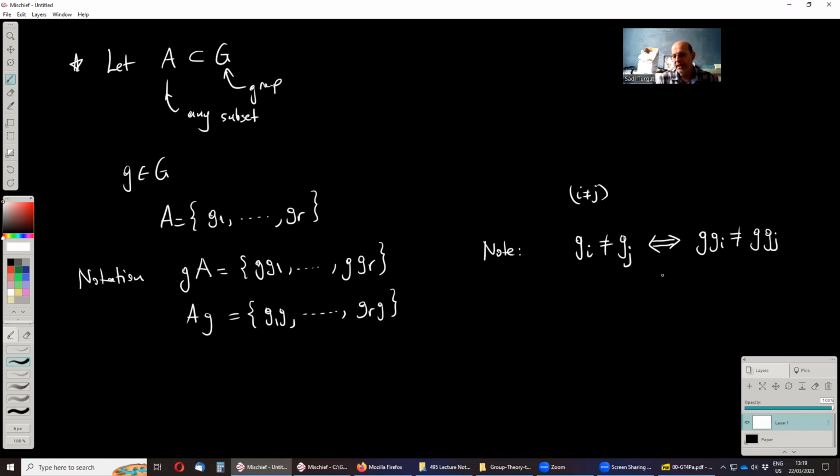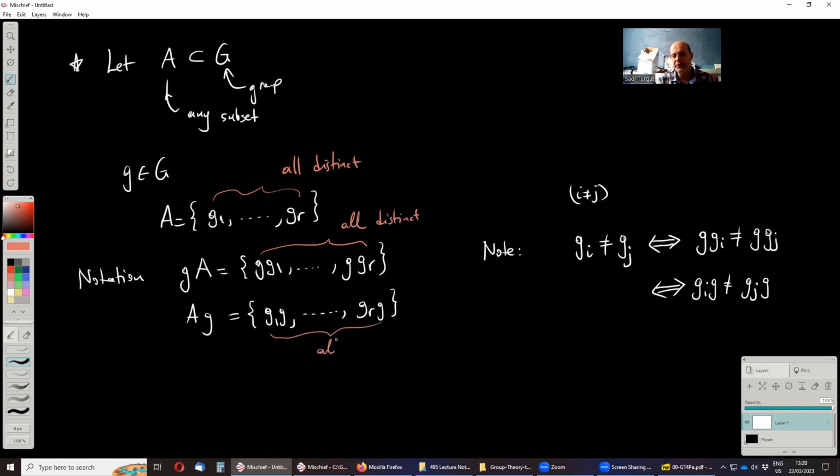In any case, this is also the same for the product from the left side as for the right side. If these are all different, sorry, I'm going to use a red color like that, so these are all distinct elements, then these are also all distinct, because none of them can be equal to each other. And these are also all distinct. Just keep this in mind.